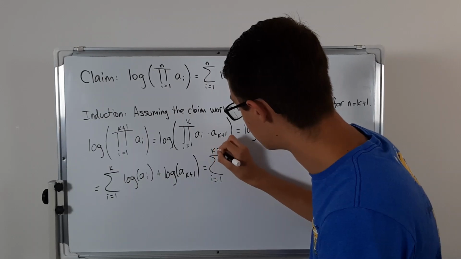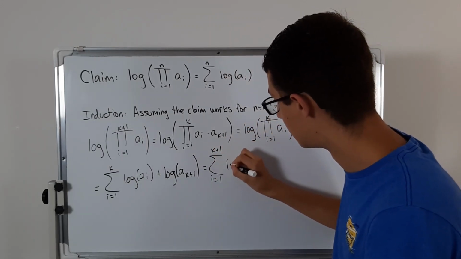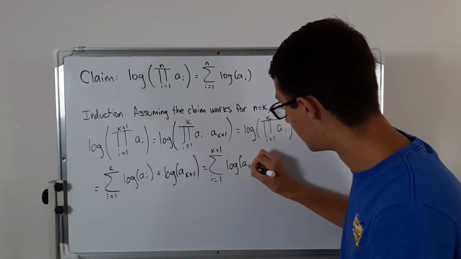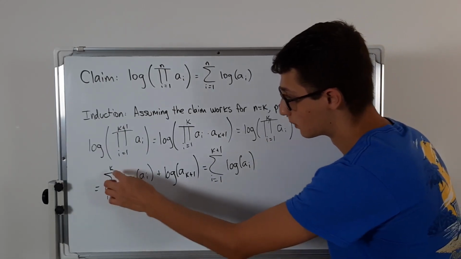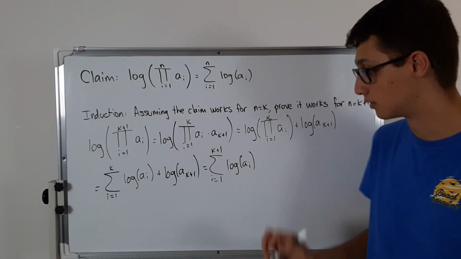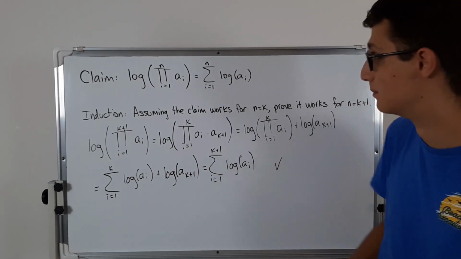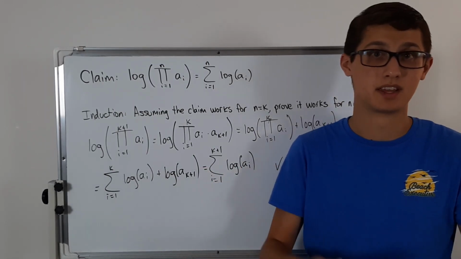So that's the sum from i equals 1 to k plus 1 of log of a sub i, because this is just that k plus 1th term, and we're just adding it to the end of there. And so yeah, we proved the whole claim here. We did the base case and the induction.